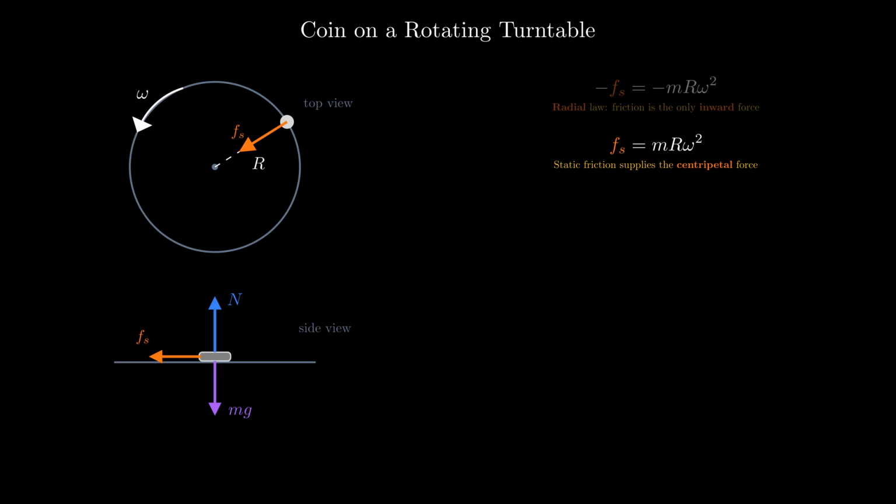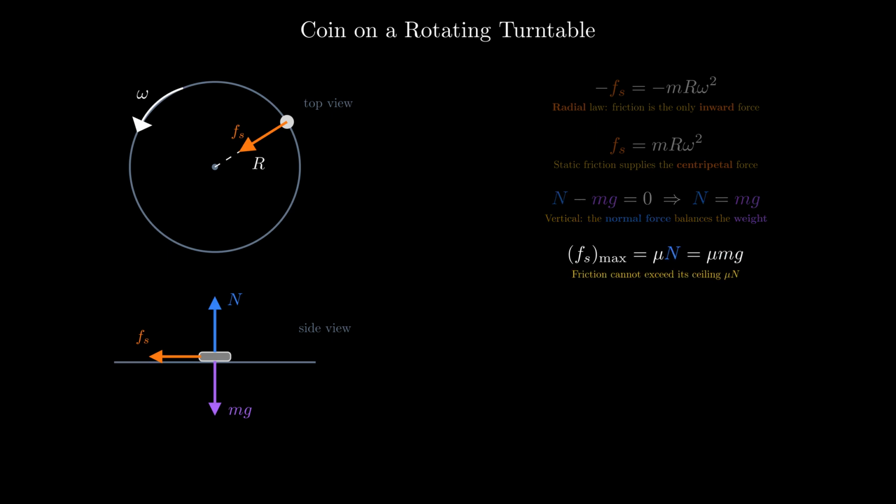So the faster the table turns, the more friction the coin needs. Vertically, the coin stays flat on the table. It doesn't accelerate up or down, so N minus mg equals 0, which gives N equals mg. The normal force just balances the weight, but static friction cannot grow without limit. Its ceiling is mu times the normal force, mu N, and since N equals mg, that ceiling is mu mg. As the table speeds up, the required friction climbs until it hits this maximum.